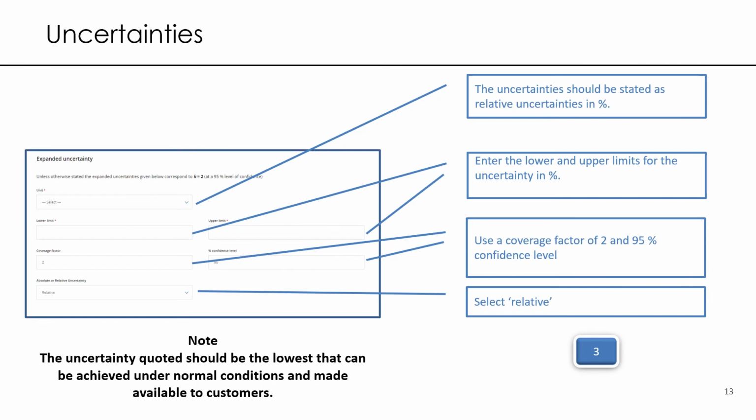Uncertainties should be stated as relative uncertainties in percent, using a coverage factor of 2, which is equivalent, of course, to a 95% confidence level. One important thing to note is the uncertainty that you should use should be the lowest that can be achieved under normal conditions. So you do not quote the best uncertainty that you could reach in the ideal case, but what you can do for this particular service normally.